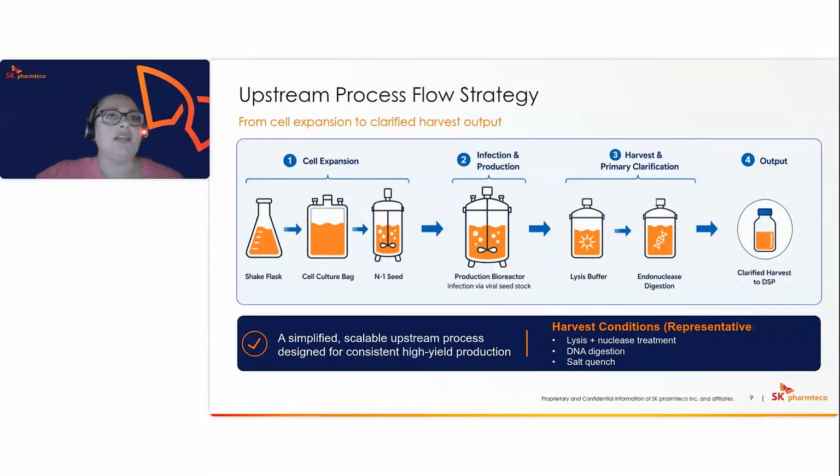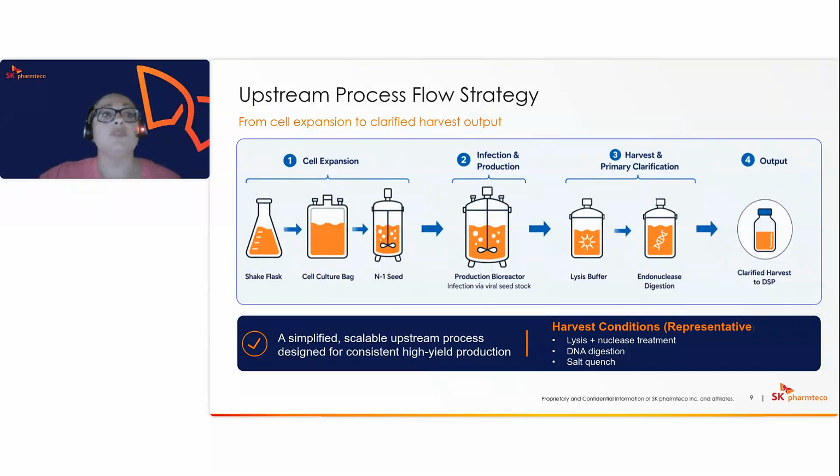So this slide lays out the full upstream operations, showing how material moves from initial cell thaw all the way to harvest. In the upstream flow, we start with vial thaw. The cells are expanded stepwise, first in shake flasks, and then depending on final production size, it can be followed by cell culture bags and/or stir tank reactors, depending on the cell mass required in the final bioreactor scale. We've inoculated pilot reactors from shake flasks, cell culture bags, and STRs, depending on what you need.